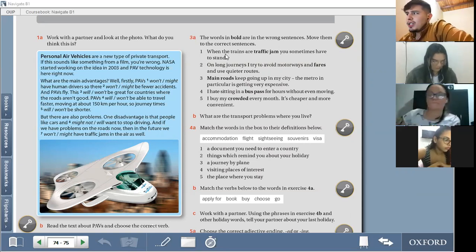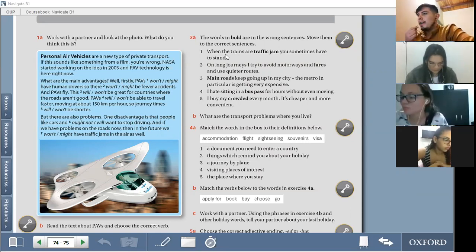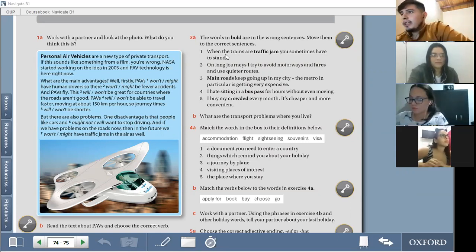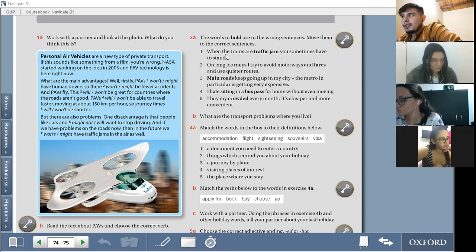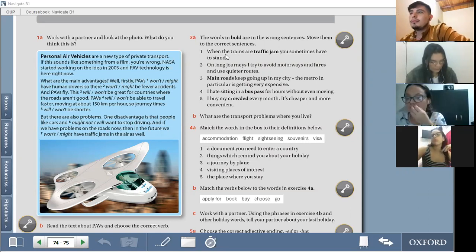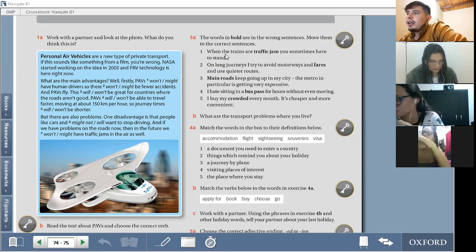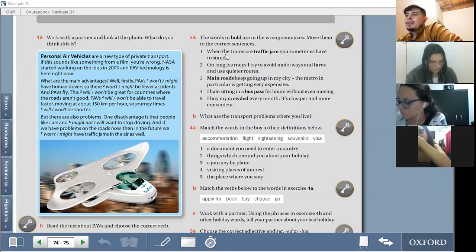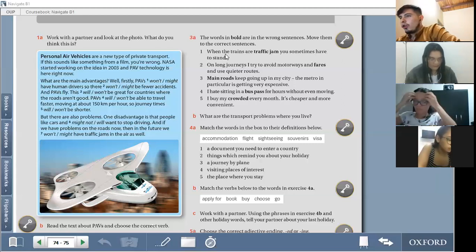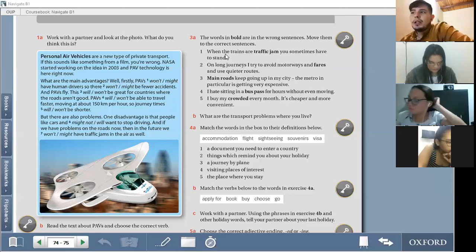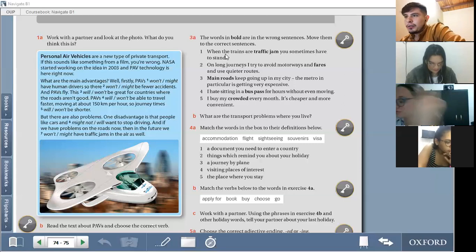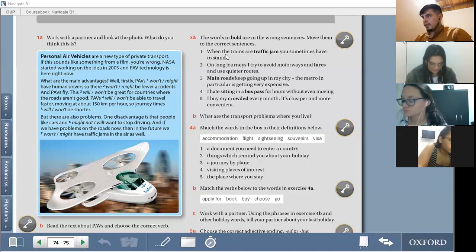What are the main advantages? Remember, the pronunciation is advantages. Well, firstly, PAVs won't or might, you're going to give me the answer at the end, have human drivers, so there won't or might be fewer accidents. And PAVs fly. This will or won't be great for countries where the roads aren't good. PAVs will or won't be able to travel faster, moving at about 150 kilometers per hour. So journey times will or won't be shorter.